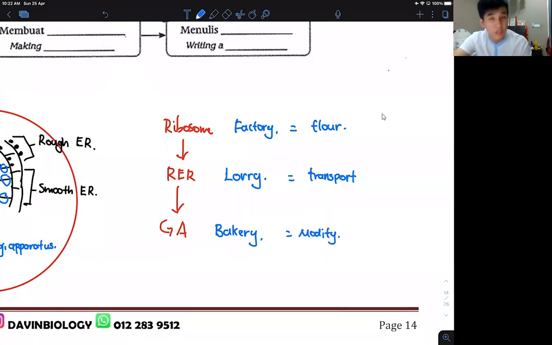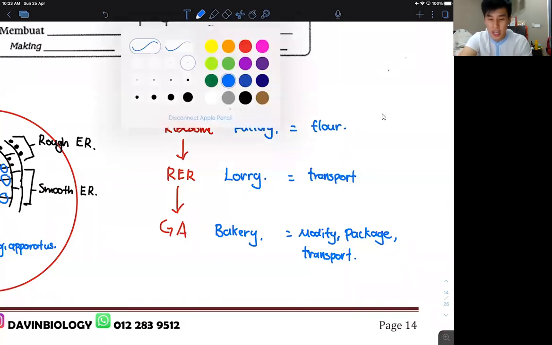You add things inside, you modify it. Now, once you have modified it, let's say I got bread. Before you sell your bread, before you can give it to your customer, you need to package it first. And once you package it, let's say some people don't want to collect, they want to call Grab. Then you have to call Grab to transport it to them. So this is how it's like a bakery. Can you understand that? So inside your cell, what does the Golgi apparatus do with the protein? A lot of Golgi apparatus transport it to where? Okay, I'll explain now. Chill out.